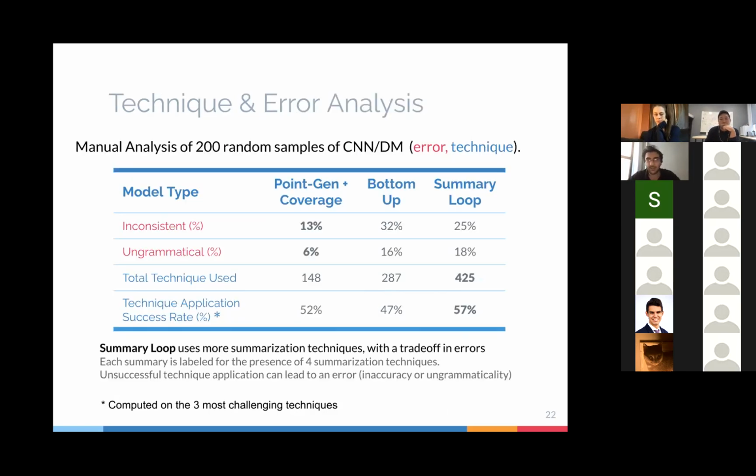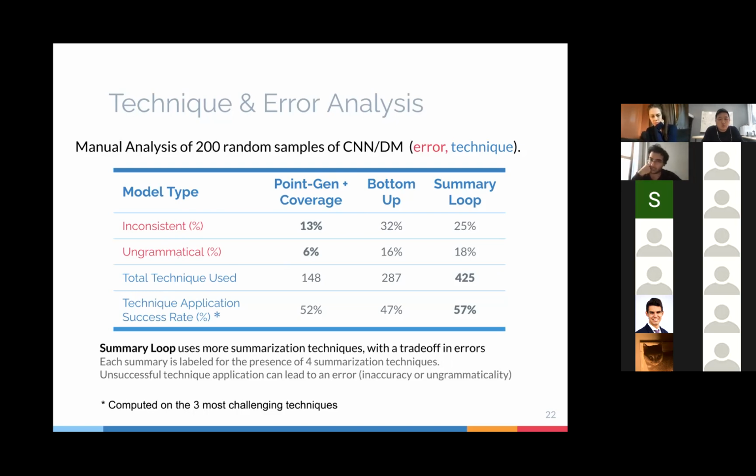Okay, and then the second thing we did in this paper is we manually annotated examples. Because we were interested in seeing what the summarizer learned, right? Without seeing any examples, did it learn to use summarization techniques like sentence merging, sentence compression, entity simplification, and things like that. So we did an analysis of two other models, the previous models pointer generator and bottom-up, as well as Summary Loop. We annotated how often they were inconsistent, how often they were ungrammatical, and then how often they used summarization techniques. And we had four techniques that we targeted.